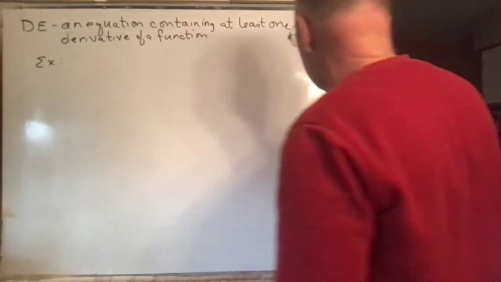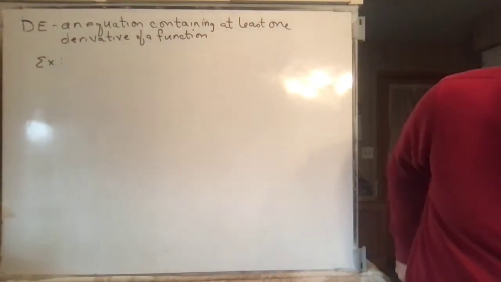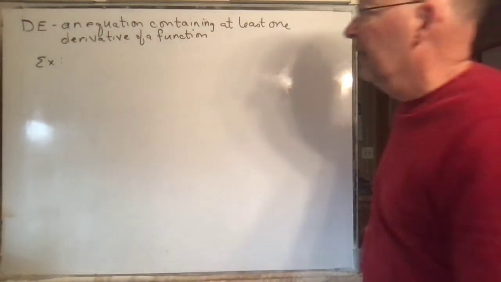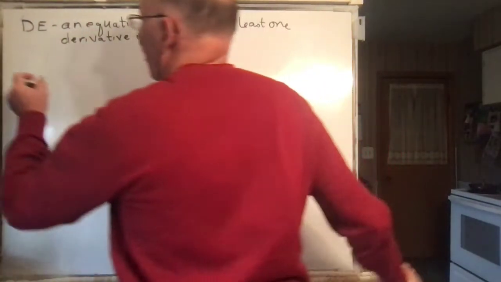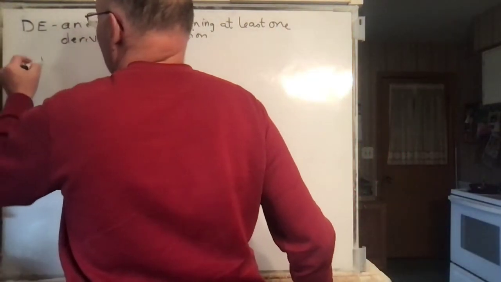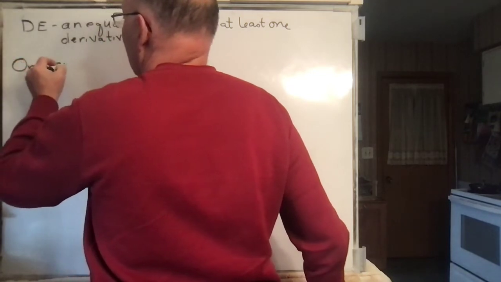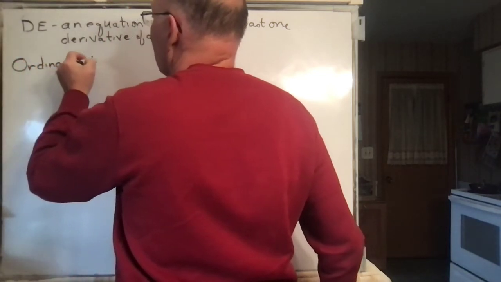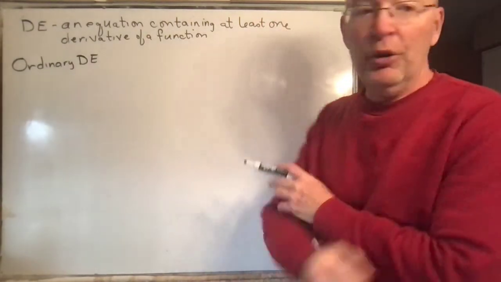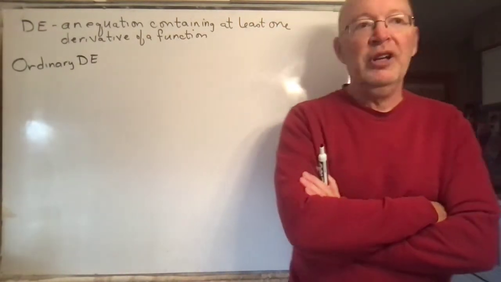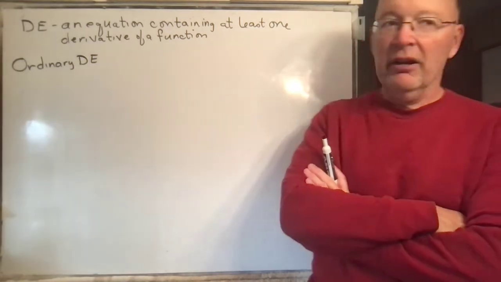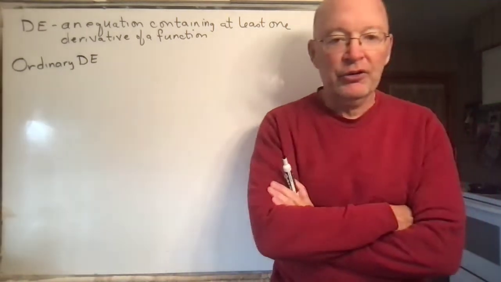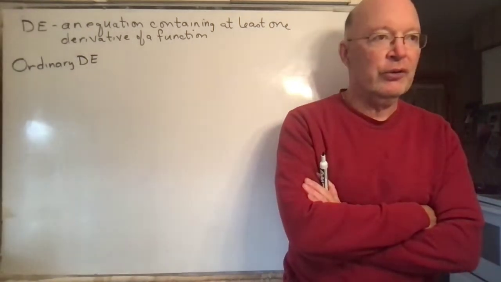What are some other important words? And again, let me just follow my notes here. The next important word is ordinary. Ordinary DE. Everything we do in this text is going to be an ordinary differential equation. The ones that are not ordinary, the modifier is called partial, a partial differential equation.